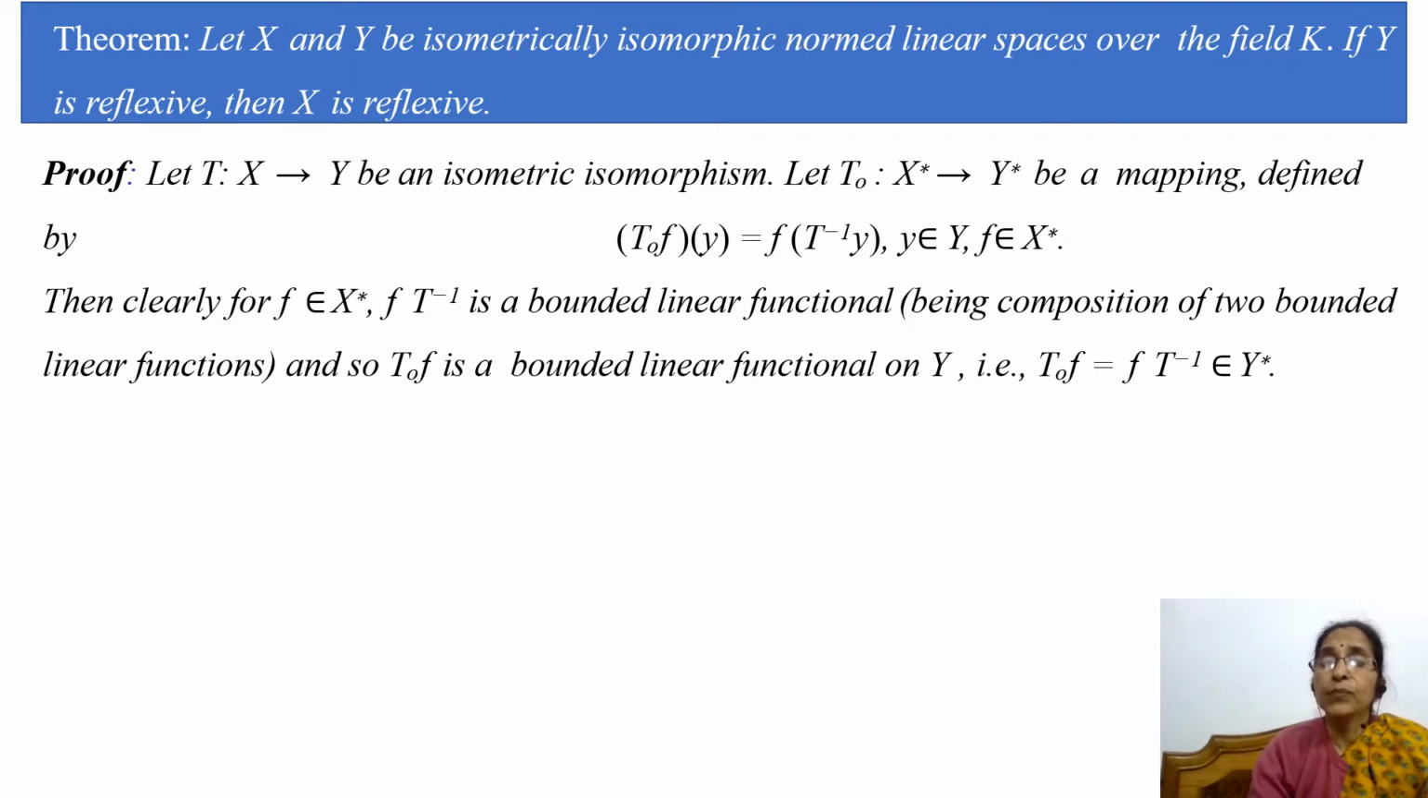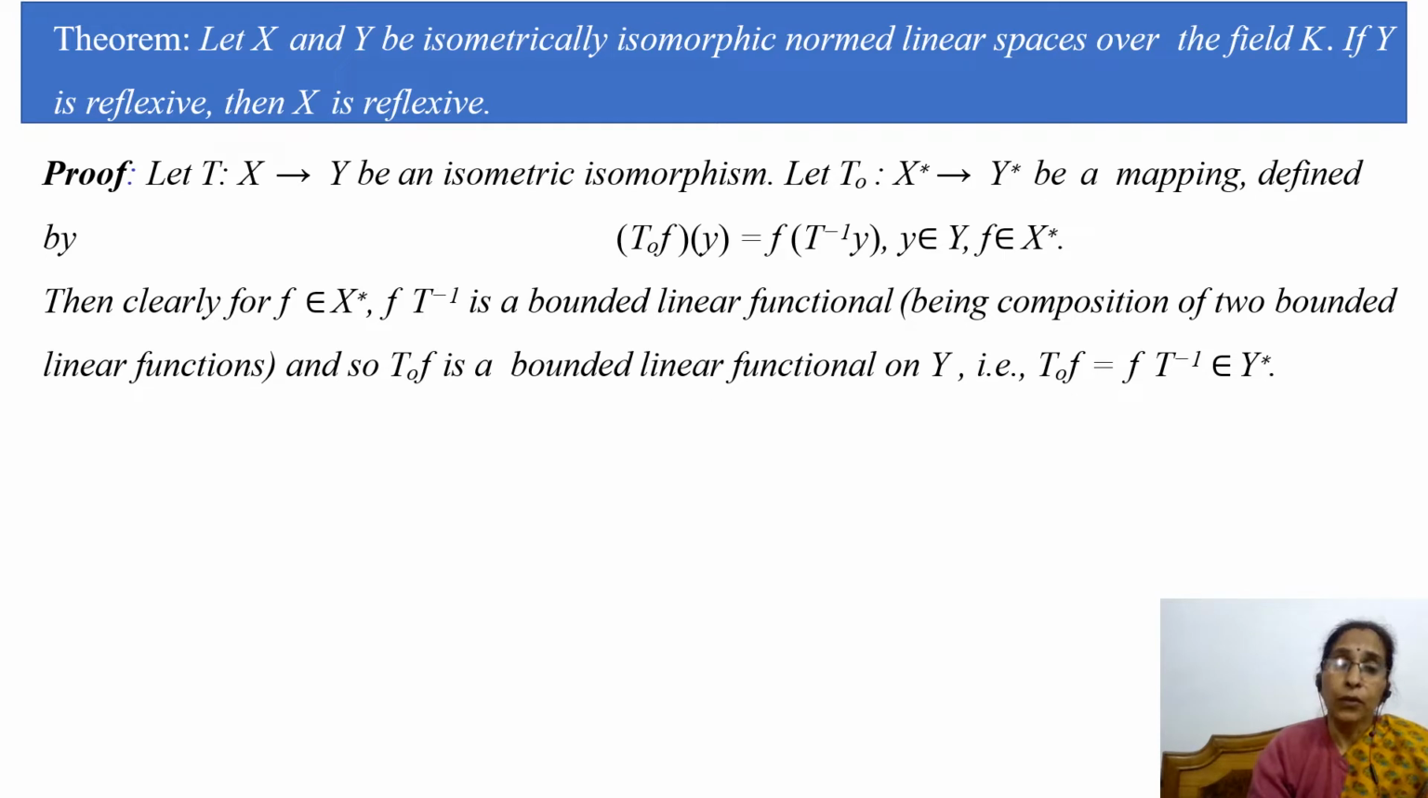Let me make it more clear. Since T naught is a mapping from X star to Y star, for any F belonging to X star, T naught F must be a mapping from Y to K. That means for any y in space Y, T naught F must map y to some element of K. And here we note that since T is bijective, T inverse exists, and T inverse is a mapping from Y to X. So T inverse y is a unique element of X, and since F is a mapping from X to K, F of T inverse y is a unique element of K. So here T naught F maps every element of Y to F of T inverse y.